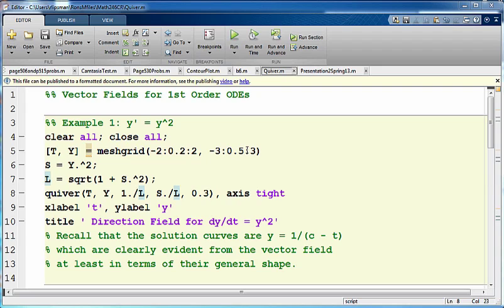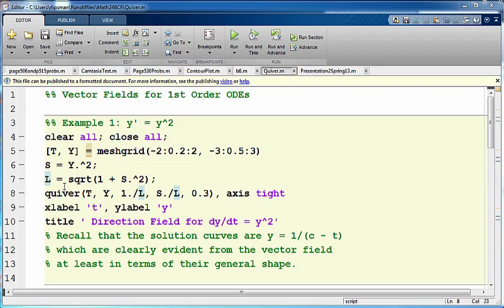Y runs from -3 to 3, step size 1/2. S is the right-hand side of the differential equation, y squared. Let me skip L for a moment. Then quiver says, draw a bunch of vectors at the points of that grid with a length, if you ignore the L for the minute, coordinates 1, s, which is, of course, a little vector with slope s.